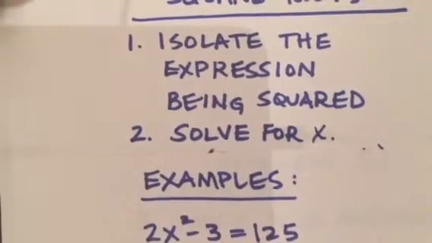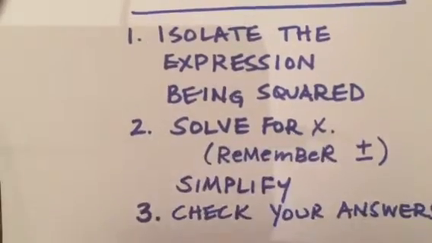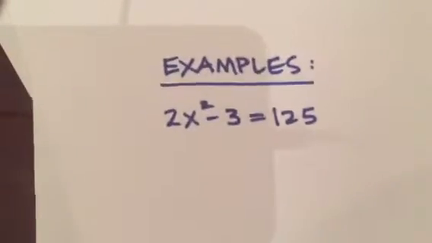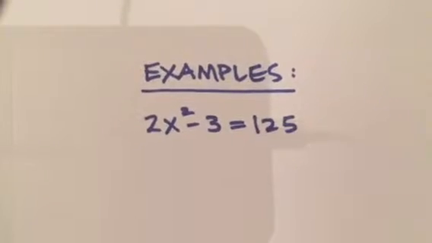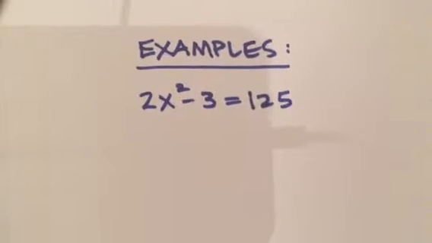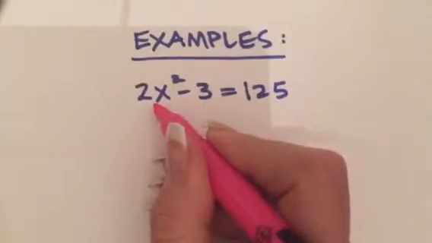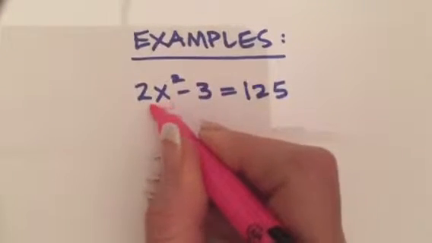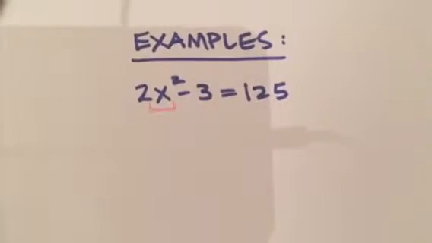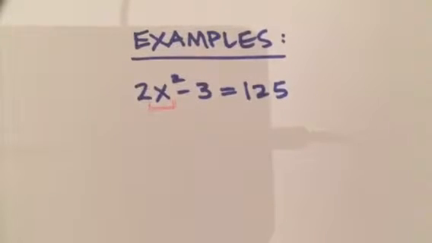Okay, so let's start with this one: 2x squared minus 3 is equal to 125. Now, according to our steps, the first thing we're supposed to do is isolate what is being squared. And in this case, what's being squared is the x. So we want to take that x squared and get it all by itself initially.